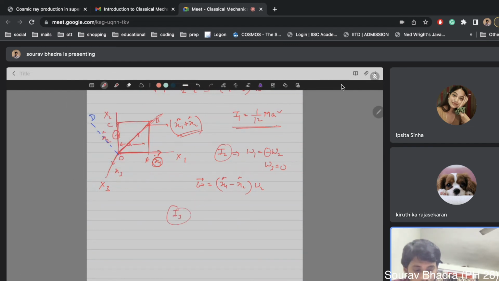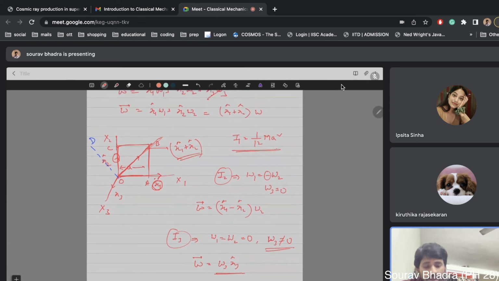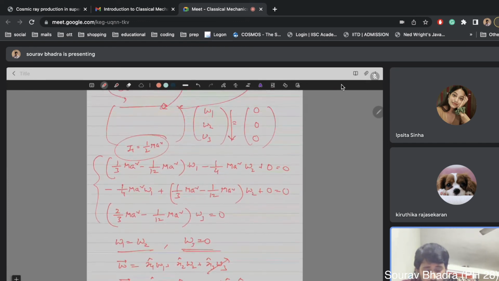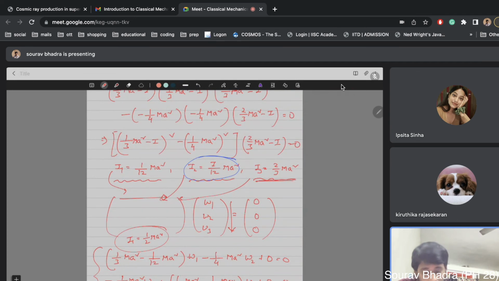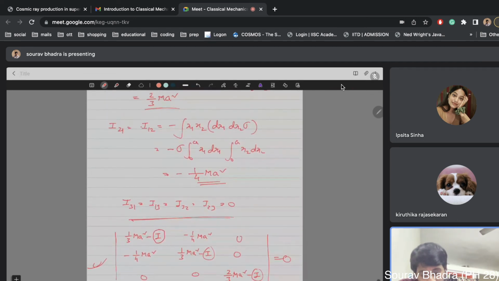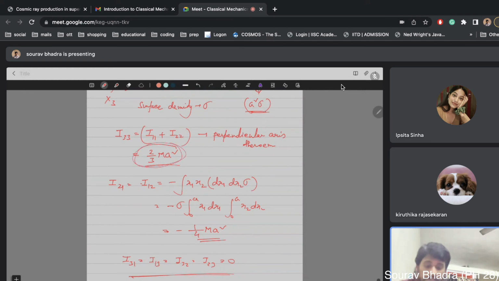And if you substitute your I3, 2/3 m square, for that case you will get omega 1 equals omega 2 equals 0 and omega 3 non-zero. Okay, so that means this axis is actually the x3 axis, because there are no x1 and x2 components. So your three principal axes of rotation are the OB axis, the OD axis, and the x3 axis itself, which corresponds to 2/3 m square. It is quite easy to see this particular value, 2/3 m square. You can see this 2/3 m square has come in here also, which was the I33.